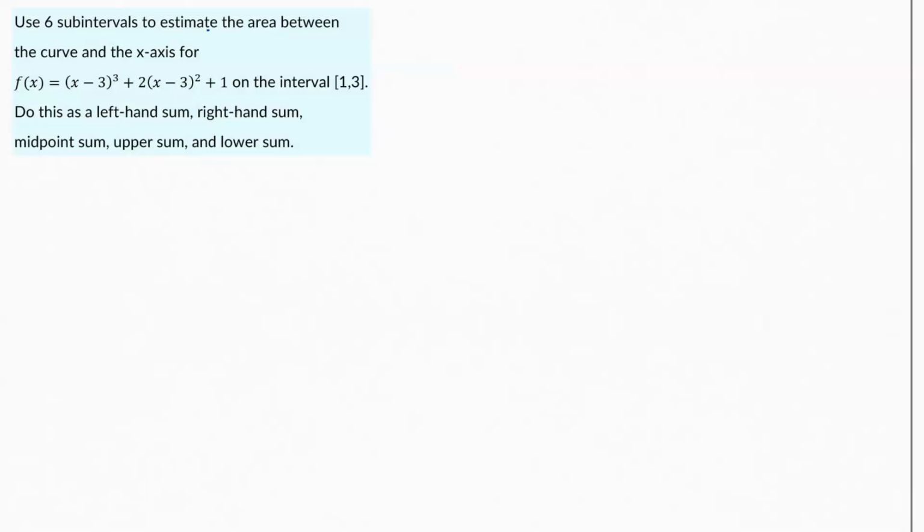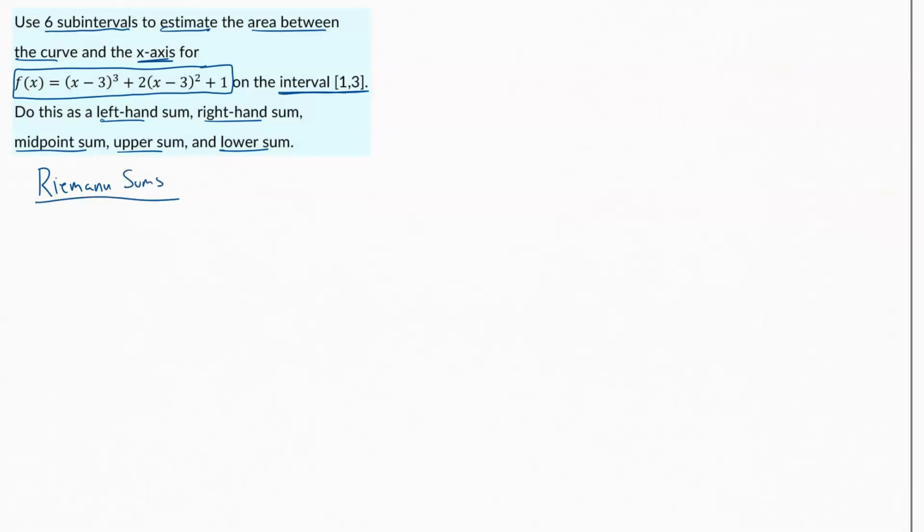This example is again asking us to use 6 subintervals to estimate the area between the curve and the x-axis for this given equation on this specific x interval right here. And they want us to do it as a left-hand sum, a right-hand sum, a midpoint sum, an upper sum, and a lower sum. So they want all of them. These are all really housed under one category of problem. This is Riemann sums.